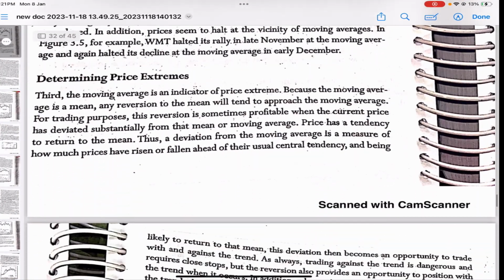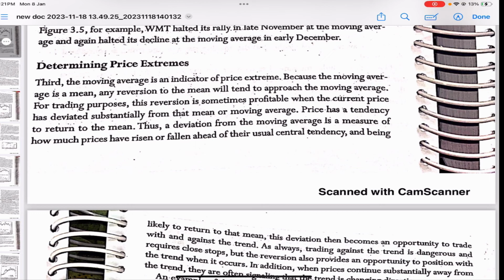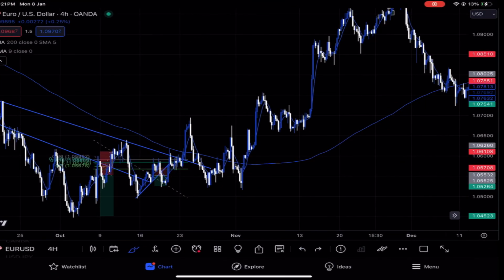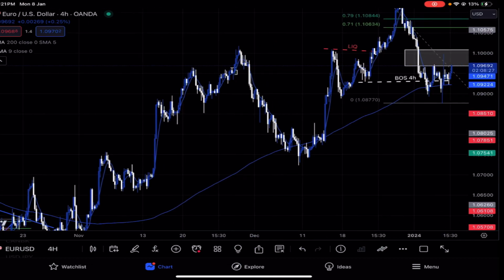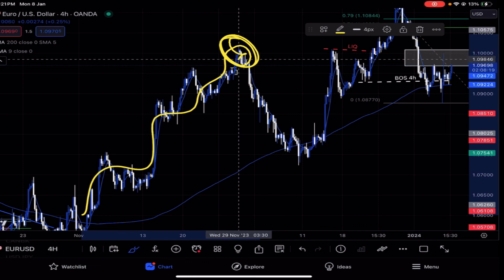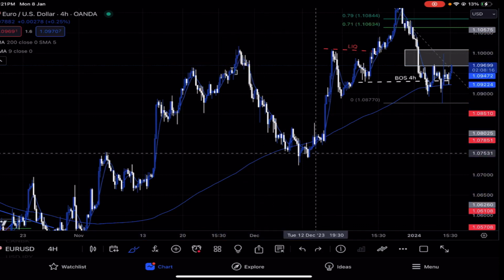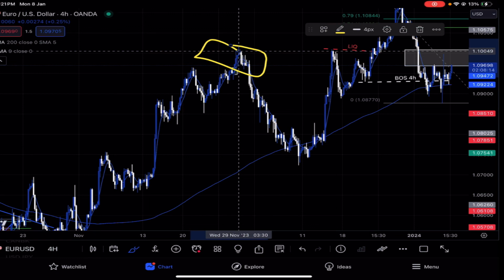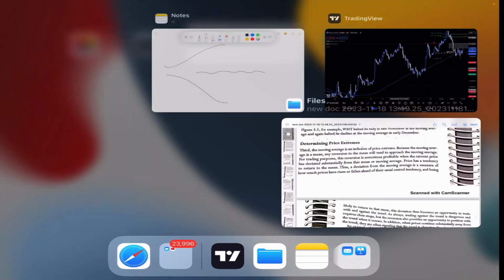And then we have determining price extremes. Now what exactly is a price extreme? See, what is a moving average? A moving average is a mean, right? And whenever the price is very far away from the mean, then we can be sure that the price will for sure come back near the mean. It has to come back near the mean. That is what is known as mean reversion. For example, the price went far from the moving average. It went till here. And we know that the price has to come back to the moving average, and then we see that the price actually comes back to the moving average. So this is basically a price extreme. So price extremes can also be identified.